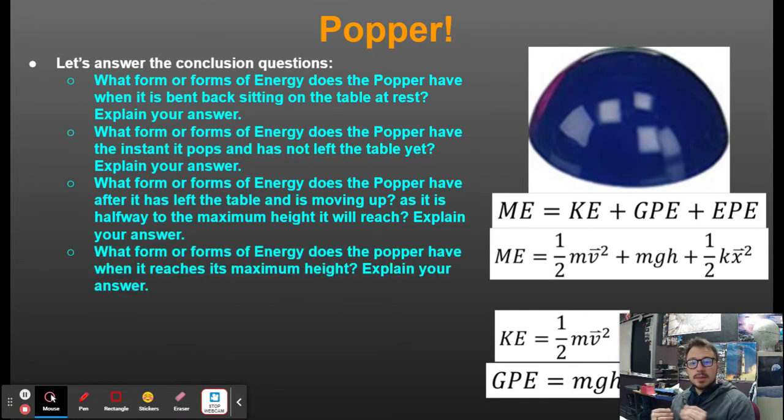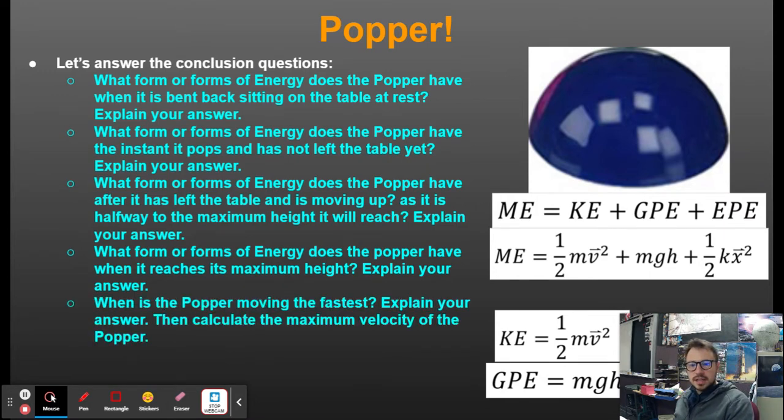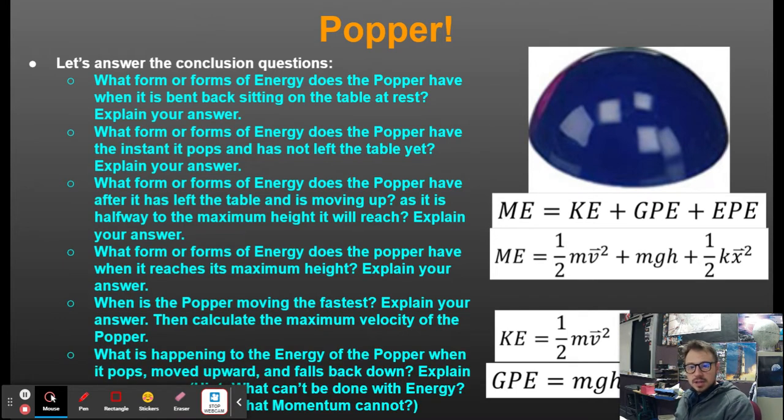Now, at the very peak, at the maximum height, it's going to be all gravitational potential energy. And the popper is going to be moving the fastest when it has the most kinetic energy. That's the instant it pops. So throughout this, all that mechanical energy is just transforming into other forms of mechanical energy, right? No energy was created or destroyed.